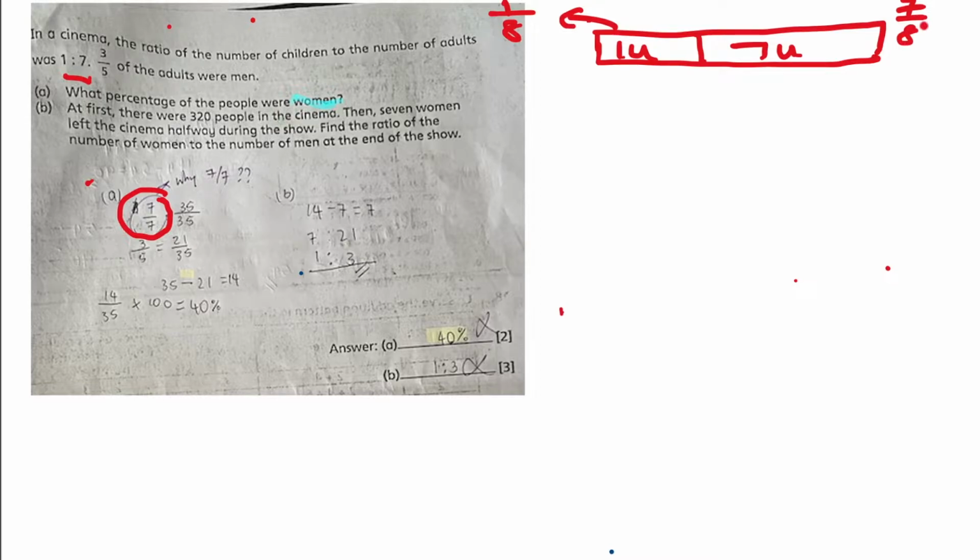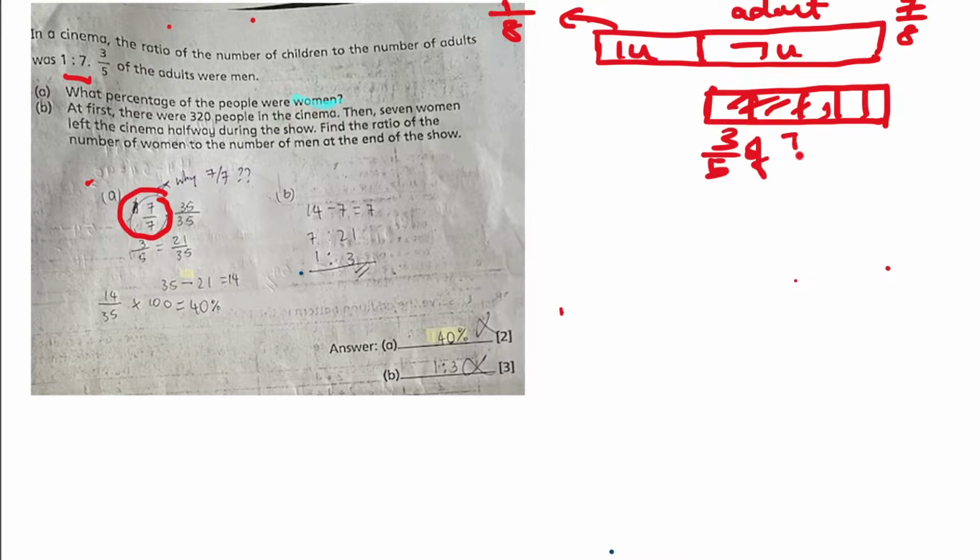Okay, and then 3/5 of the adults were men. Over here is the adult, right? So here 3/5 is men. Three-fifths of what? Of 7/8 is man. Whereas 2/5 of 7/8 is woman.